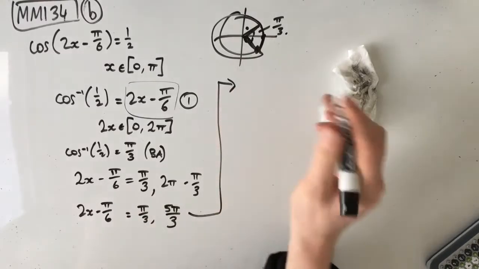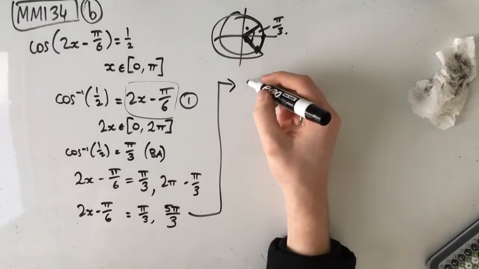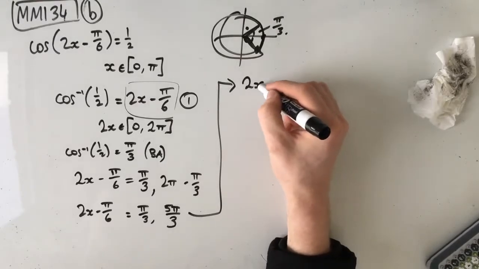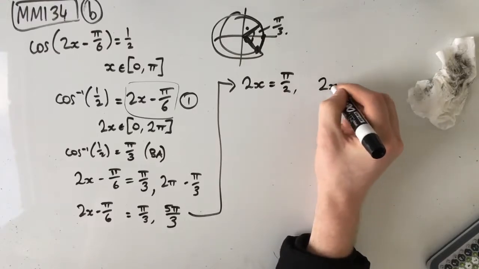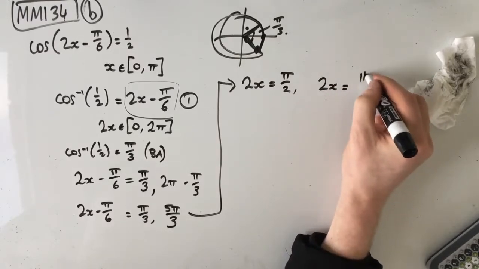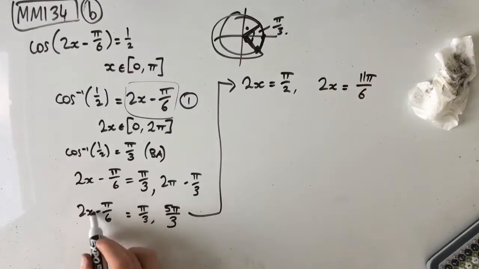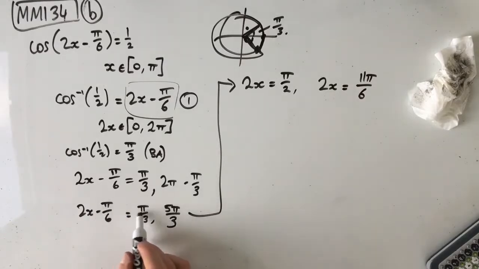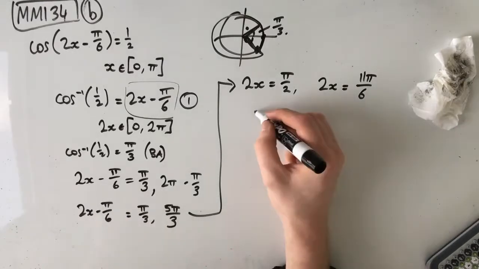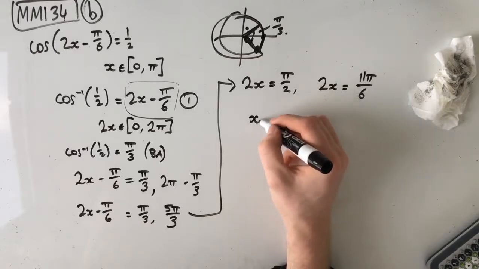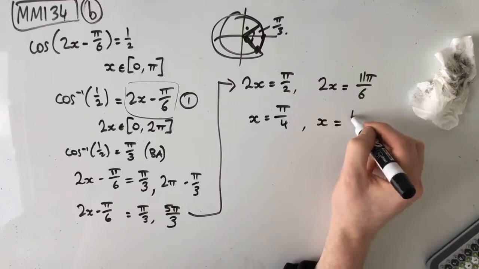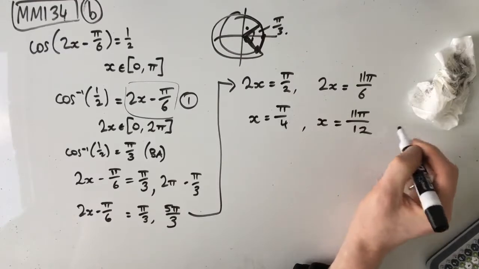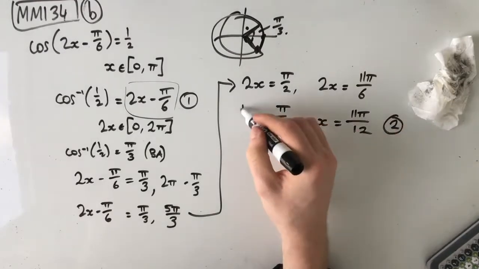Where we go from here is we get 2x equals pi on 2, and 2x equals 11 pi on 6. All I've done is just add pi on 6 to both of these answers. Solving for x by dividing both sides by 2, we get x equals pi on 4, and x equals 11 pi over 12. This is your second mark, guys.